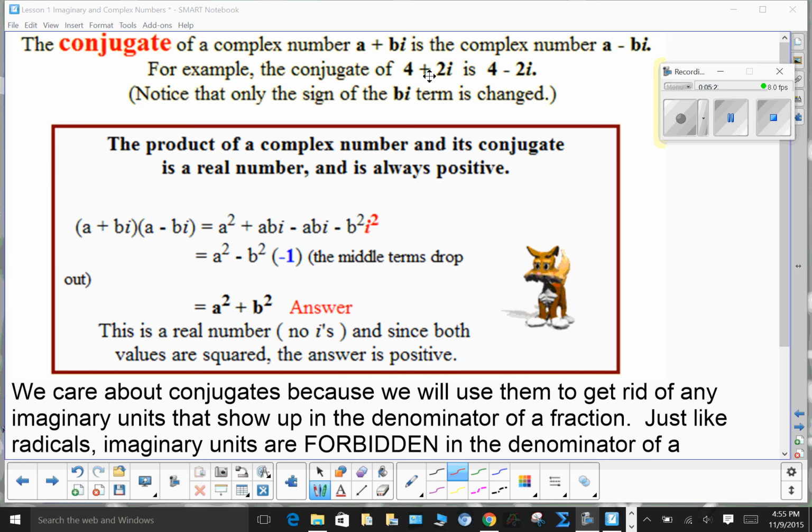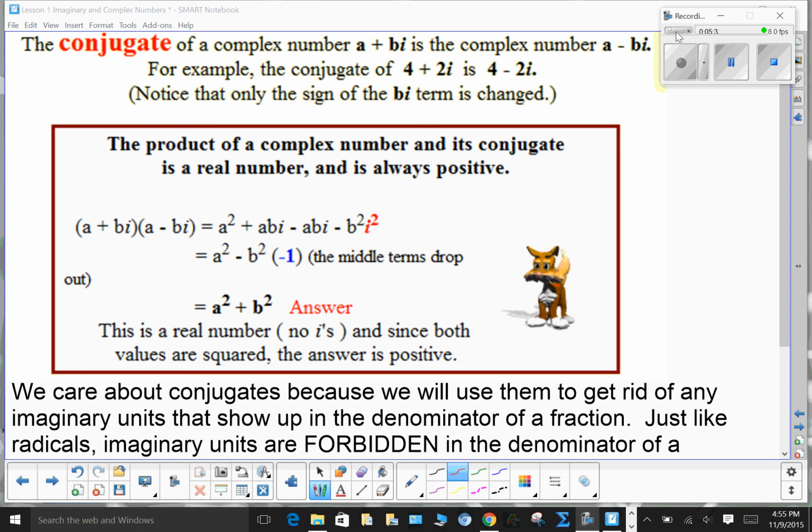So 4 plus 2i, I get 4 minus 2i. Now recall, multiplying a plus b times a minus b gives me the difference of squares. It eliminates a middle term. So if I multiply a complex number and its conjugate, I'm going to get a real number.